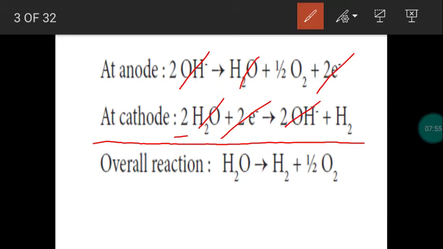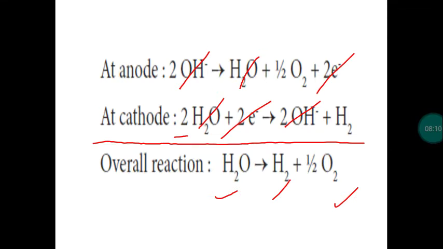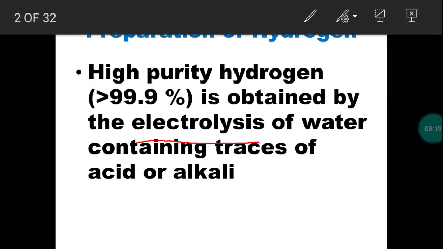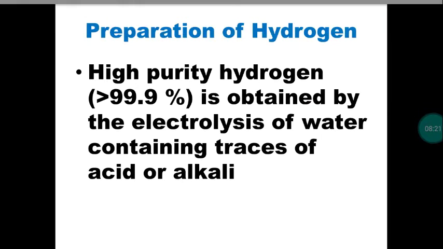So which will be the remaining one? Remaining left hand side we have only 1 water molecule. Product side we have a hydrogen as well as oxygen. So overall reaction can be written. So this is the way to produce hydrogen gas, right? So hydrogen can be prepared by electrolysis process.